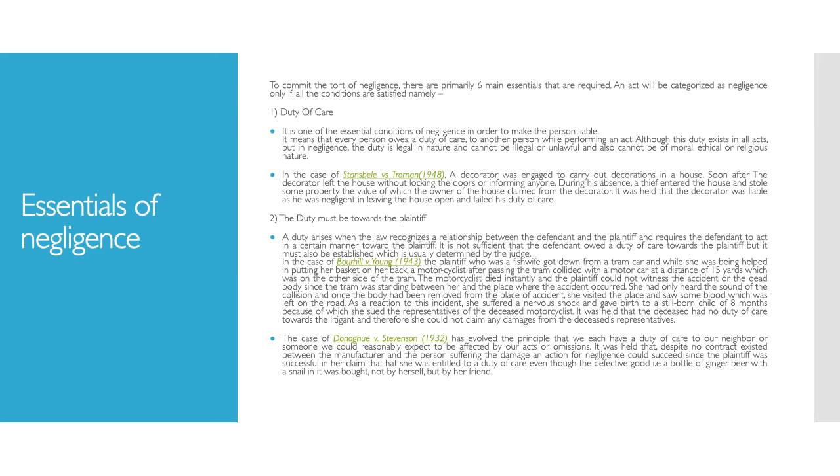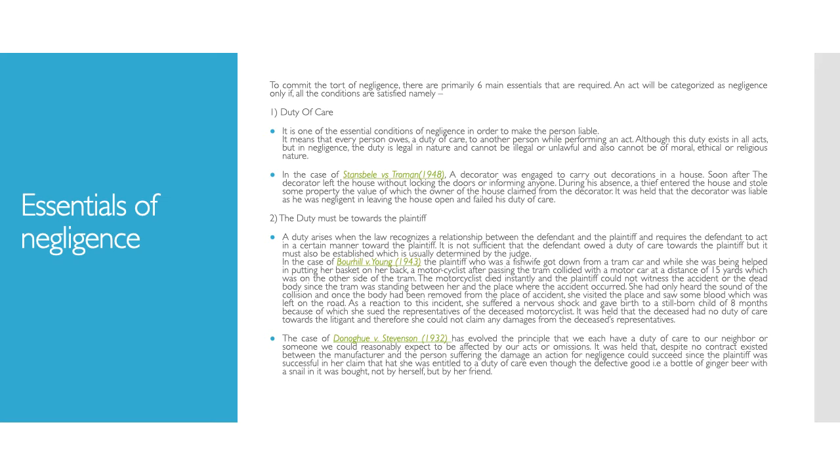So, essentials of negligence. To commit the tort of negligence, there are primarily six main essentials. The first essential is duty of care. A person is made liable on the condition of care, and it is an essential condition. This means that every person owes a duty of care to another person while performing an act. Although this duty exists in all acts, in negligence the duty is legal in nature and cannot be illegal or unlawful, and also it cannot be of a moral, ethical, or religious nature.